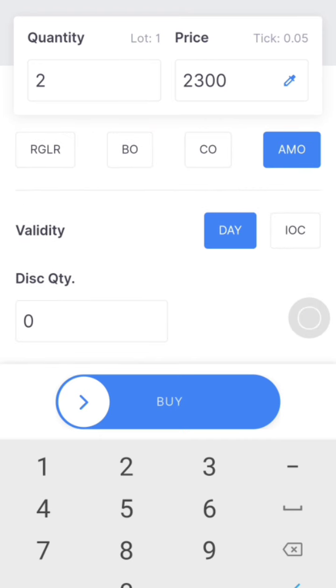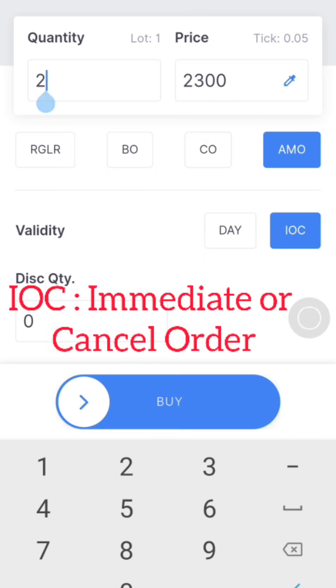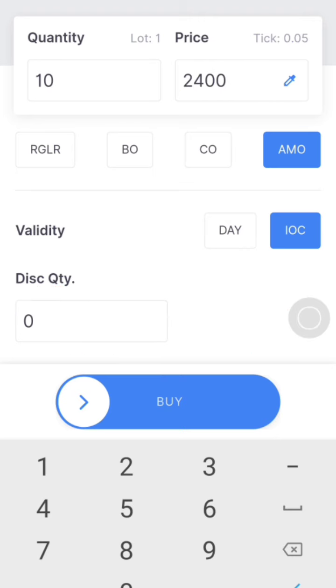Then there is something called validity. In the validity you can see there is something called day and something called IOC. Day means whatever trading orders we put here will be valid for 1 day. On the same day, if this price or this trigger happens, then it will get executed. This is called day. IOC means immediate or cancel. Let's say I put here 10 Bajaj Finance shares, and I want to purchase at 2400, and I put IOC.